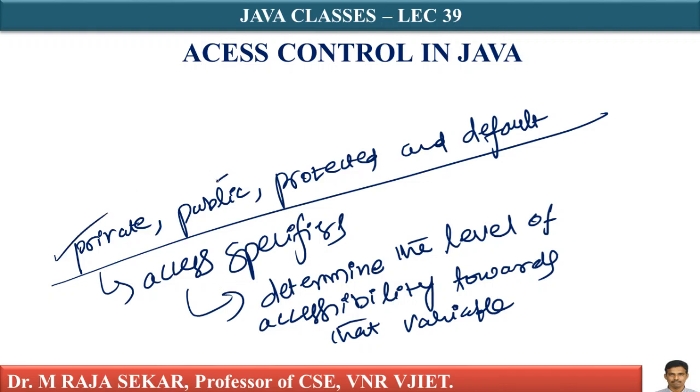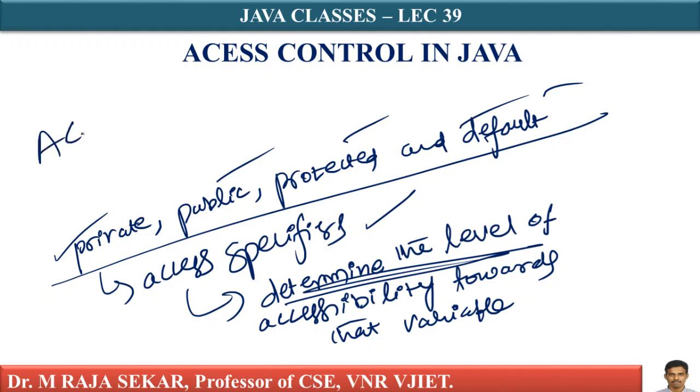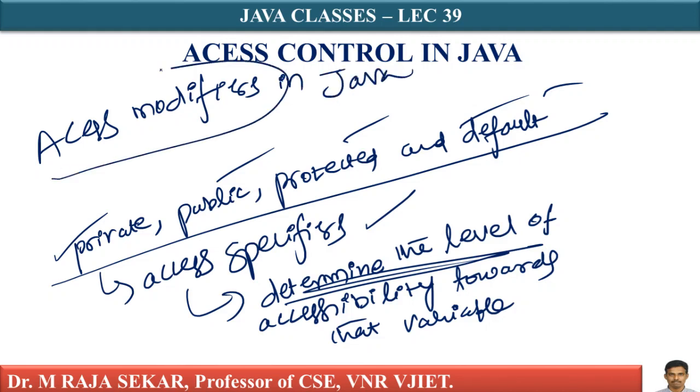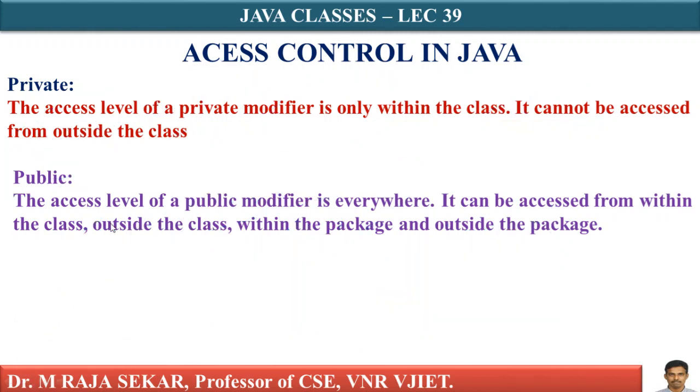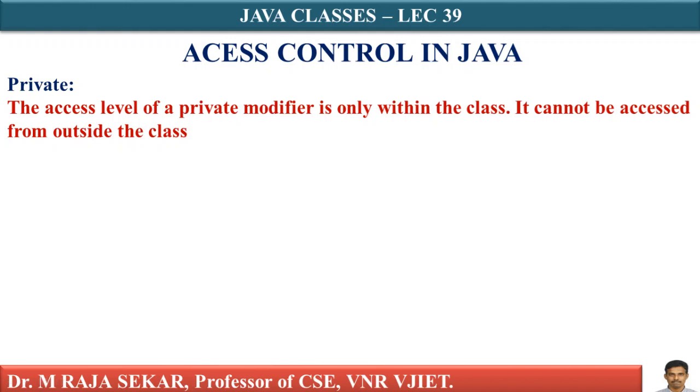These keywords can be treated as access specifiers. An access specifier determines the level of accessibility towards that variable. In Java, access specifiers can also be called access modifiers. Even people used to call them access modifiers. If we speak strictly, there are four types of Java access modifiers.